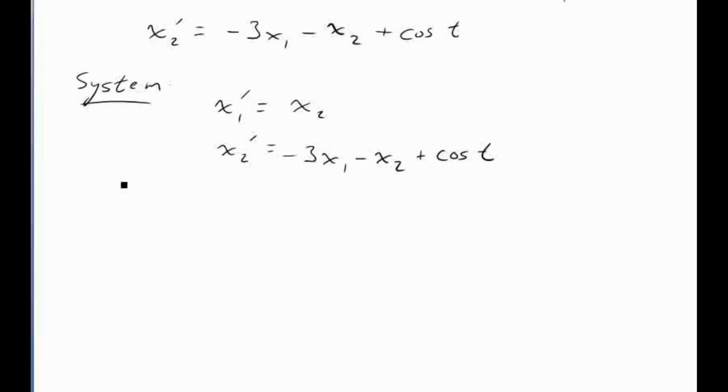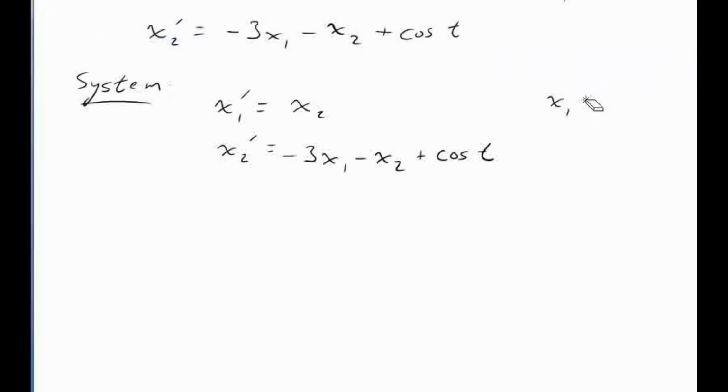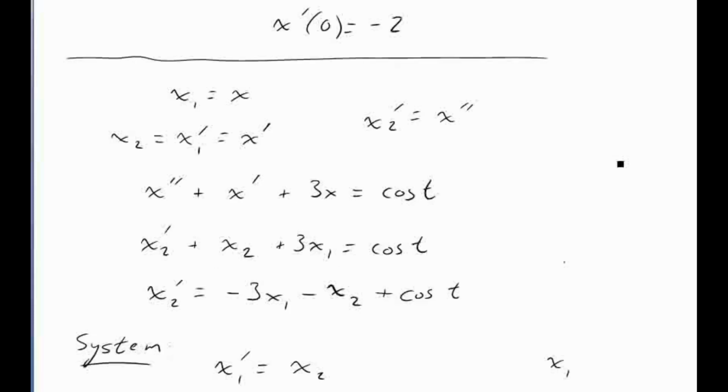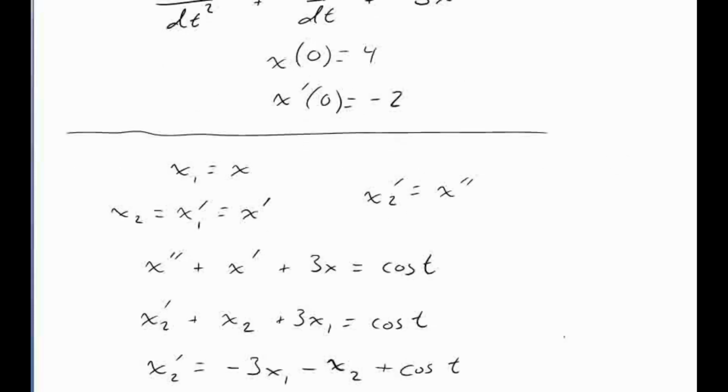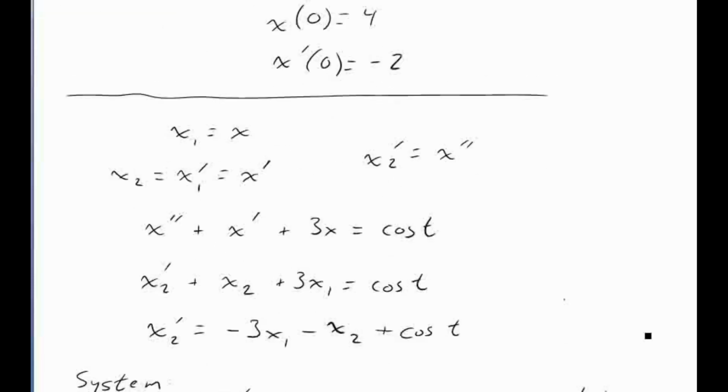And then we have, of course, our initial conditions. What did we say? x1 is the same as x, so x1 of 0 equals 4, and x2 of 0 is equal to negative 2.